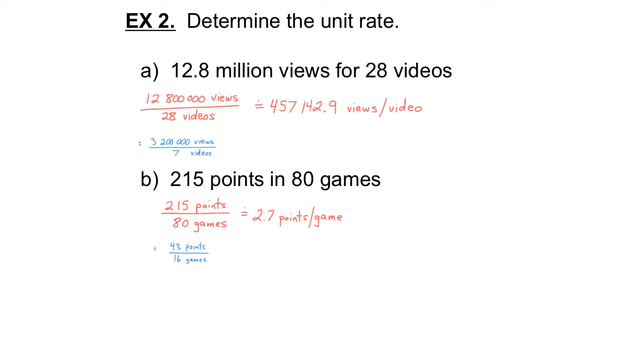So we're going to have to divide. If you got this far, you can just do the division: 3,200,000 divided by 7. Or you could just do it right off the bat. The 12.8 million divided by 28 gives you this many views per video. Now, there's more than one digit after the decimal when you do this in your calculator. I just rounded it to the first digit, and because I rounded my answer, notice I put a dot above the equal sign. That means this is approximately equal to this value.